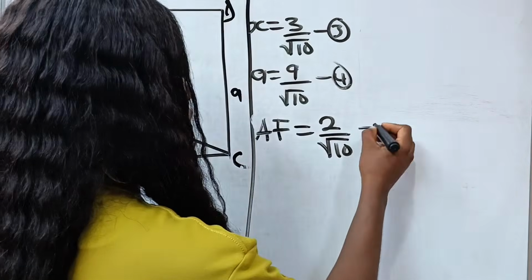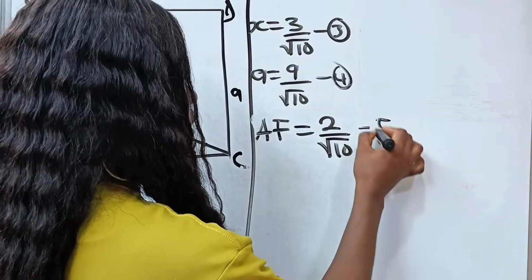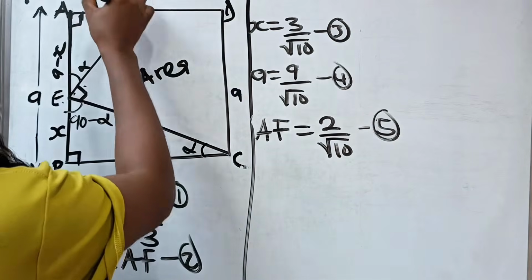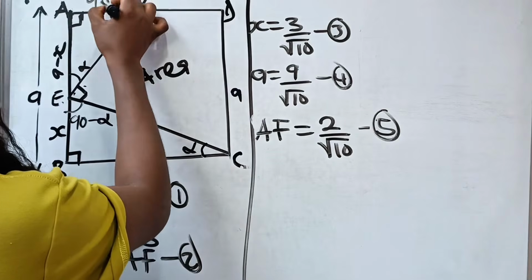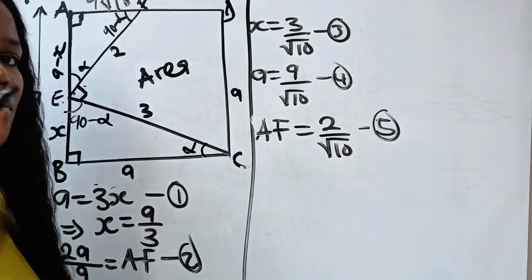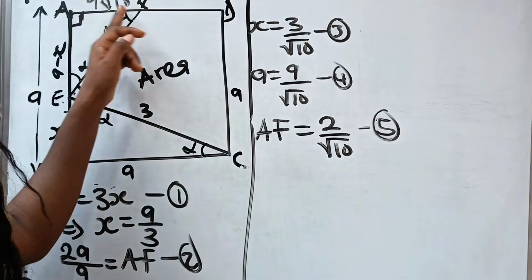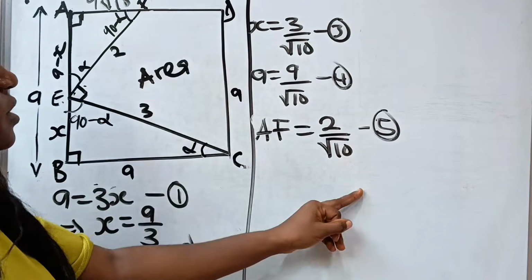Alright. So this is our equation 5. Now, we already have the value for here, 2 over root 10. Permit me to fill this in, please. So AF is 2 over root 10.